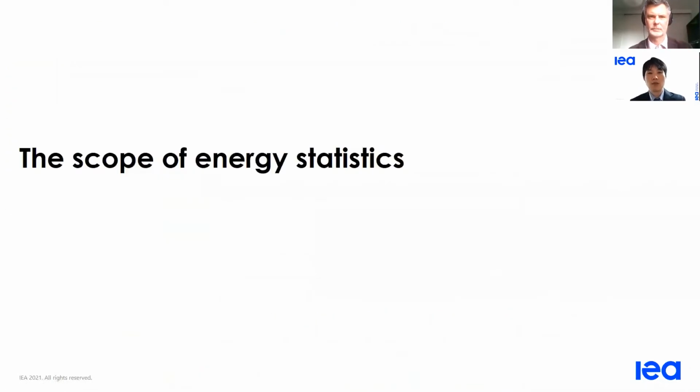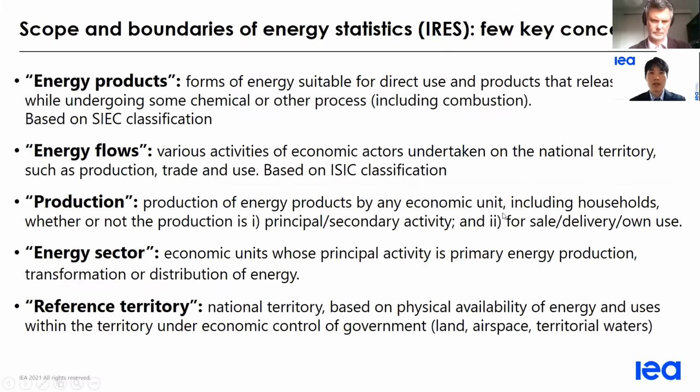So let me begin with the scope of our energy statistics. What's the boundary of our energy statistics? A couple of bullet points are listed here. First, I'd like to mention the energy products. What are energy products? As we all know, these are forms of energy suitable for direct use, or products that release energy while undergoing combustion or other processes.